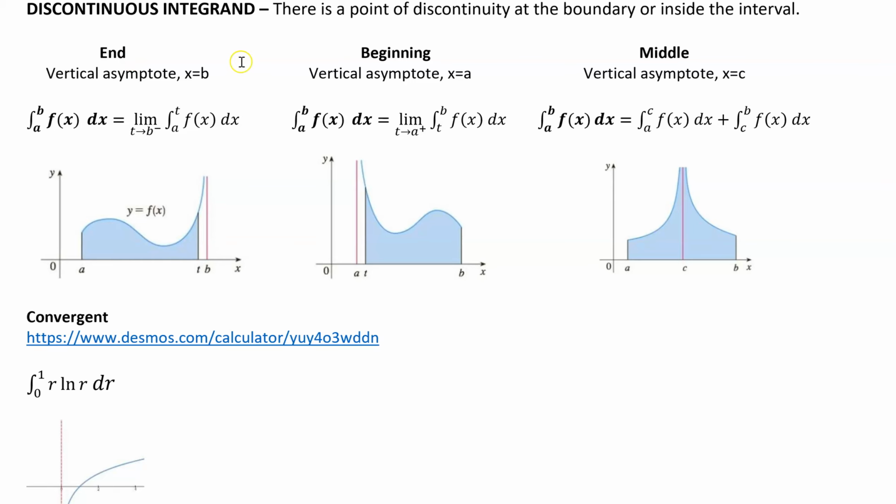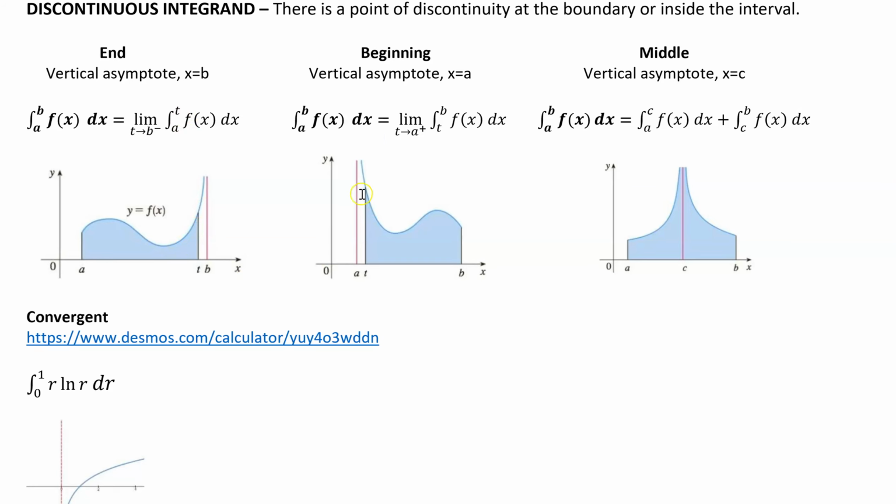It's going to be at the end, so x equals b, or it's at the beginning, so x equals a, or it's somewhere in the middle, so there's an x equals c that we're looking at. And we have three different ways of writing it. If it's an end, then the ending letter, the b, is not going to be part of this function that we need. So we're going to say it's the limit as t approaches b from the left, because we're coming in from the left if it's at the end, and then replace it with a t.